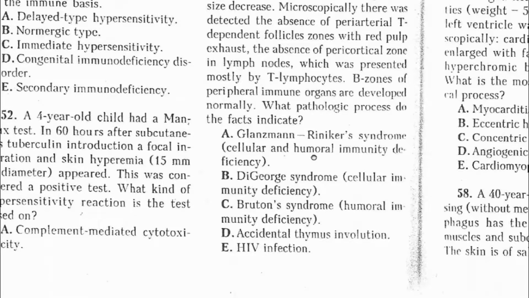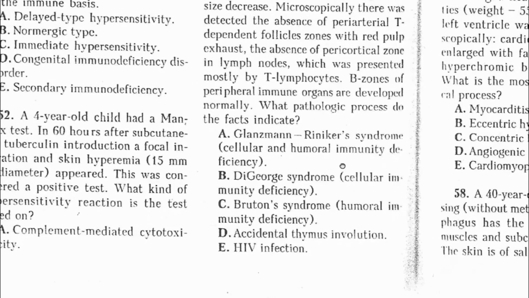All right. Now, deficiency of T cells means DiGeorge syndrome. Now, deficiency of B cells is Bruton's hypogammaglobulinemia. So if it's T cells, that means we are talking about what? DiGeorge syndrome.